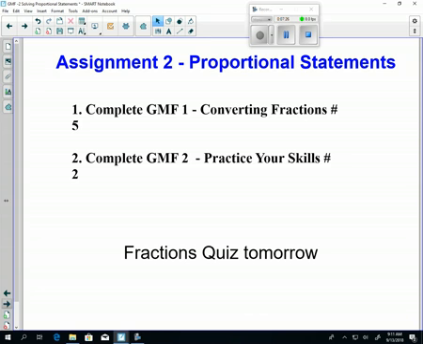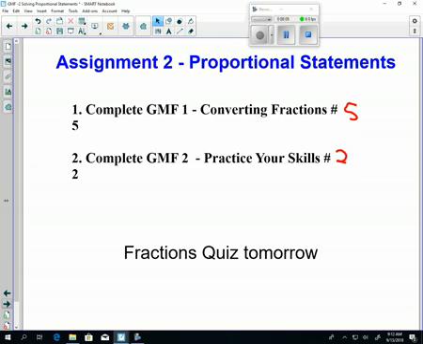So I'm going to give you questions. Some of you may have converted number 5, but on the sheet I gave you the other day, it was 1, 2, 3, 4. There's another question on that sheet on converting fractions. It is number 5. So you're going to complete that. And then an additional sheet I'm going to give to you called Practice Your Skills. I believe it's number 2. You're going to do all the questions on that. And that'll be your assignment for tomorrow. But remember, we're going to give you a fractions quiz, like simplifying fractions and changing them from fractions to decimals.